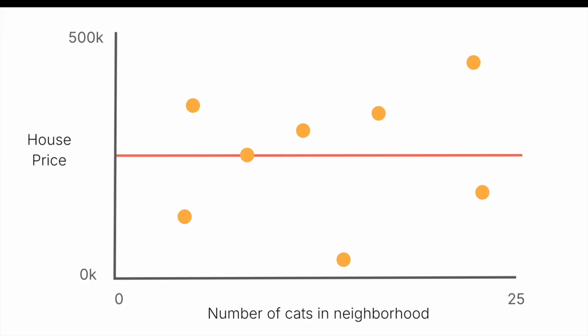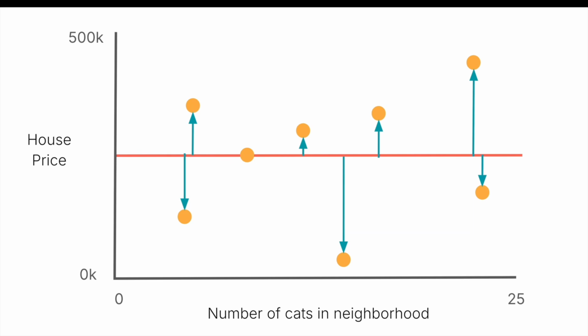So to test my understanding that there would not be a relationship between number of cats in a neighborhood and house price, what I'm going to do is I'm going to try to figure out how far away each of the points are from that line and see if this is a line of best fit. How do I determine whether this is a line of best fit?